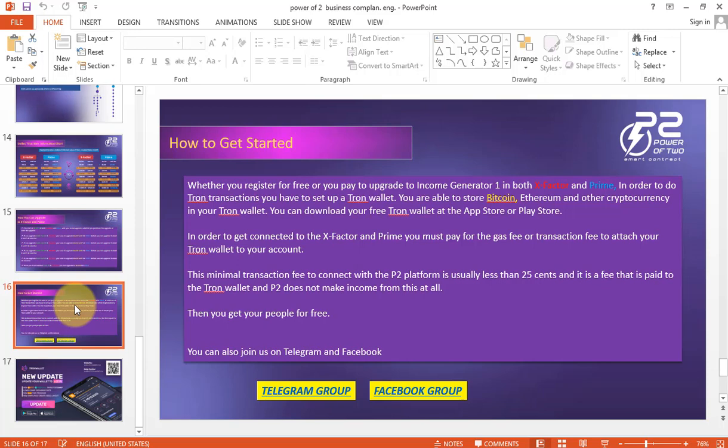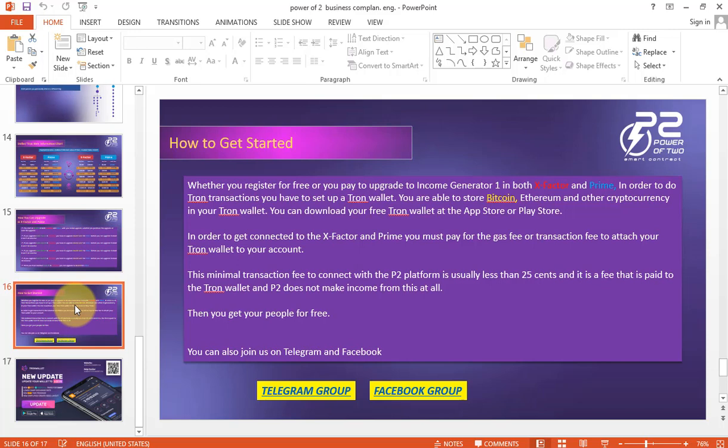Zoom presentations. So here it says how to get started basically. Whether you register for free or you pay to upgrade to Income Generator 1 in both X Factor and Prime, in order to do Tron transactions, you have to set up a Tron wallet. You are able to store Bitcoin, Ethereum, and other cryptocurrencies in your Tron wallet. You can download your free Tron wallet at the App Store or Play Store. Okay, so that is it, and let's continue.